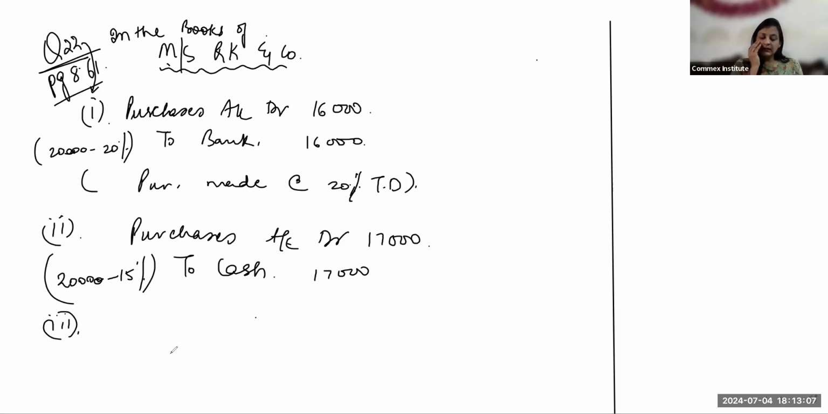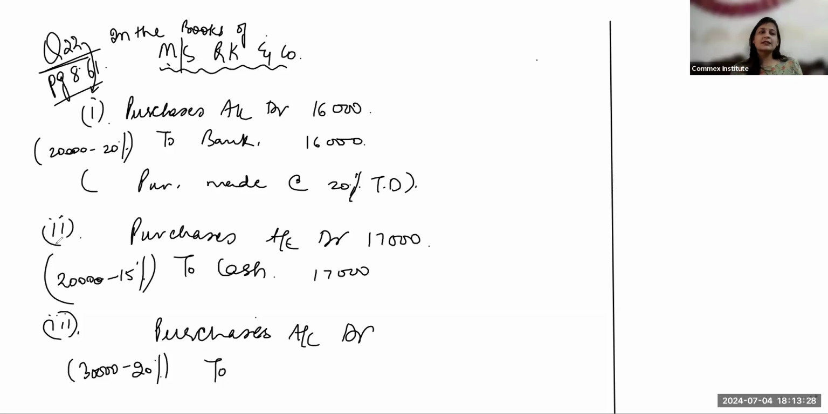Purchase goods of list price 30,000 from Amrit at 20% trade discount. So again, this is the same transaction. What is the difference? Priyanka, can you tell me what will be the entry? No, that is the difference in the transaction. See, all the transactions are similar, but all are different. In first, you have credited bank. In second, you have credited cash. In third, you have to credit Amrit. It is a credit transaction, right? So this will be 24,000.